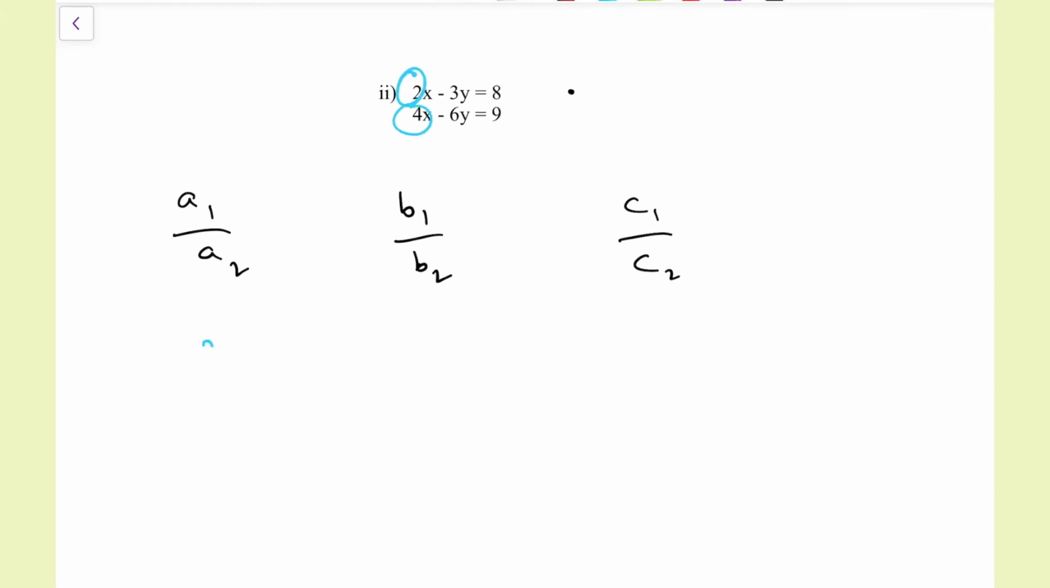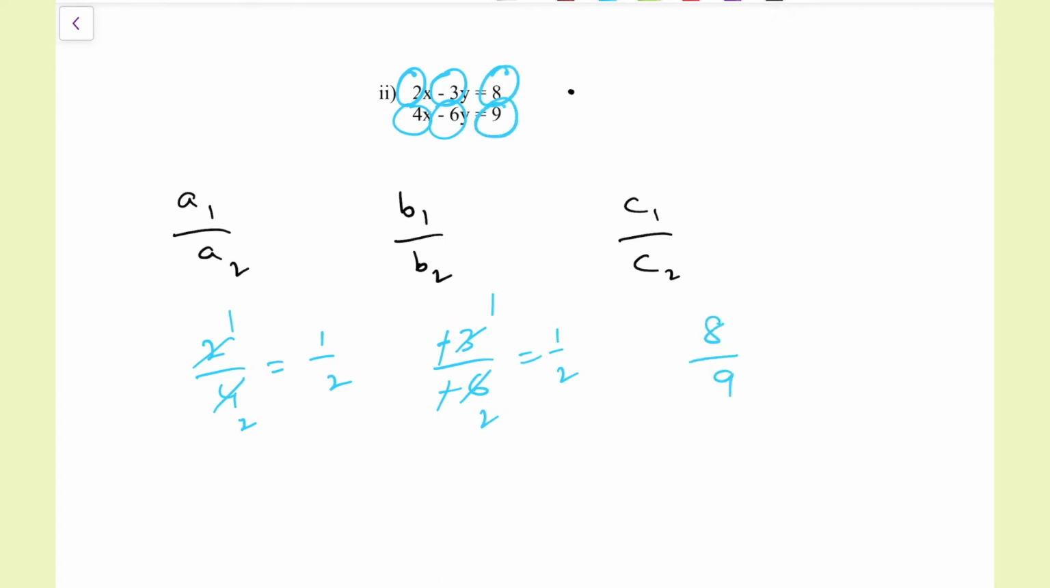Next, 2x minus 3y equals 8 and 4x minus 6y equals 9. a1 by a2, b1 by b2, c1 by c2. 2 by 4, cancelling, 2 ones are 2, 2 twos are 4, so 1 by 2. b1 by b2, minus 3 by minus 6, minus cancels, 3 ones are 3, 3 twos are 6, 1 by 2. Constant by constant, 8 by 9.